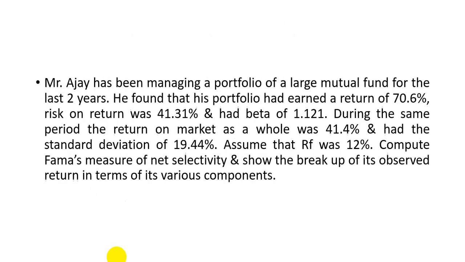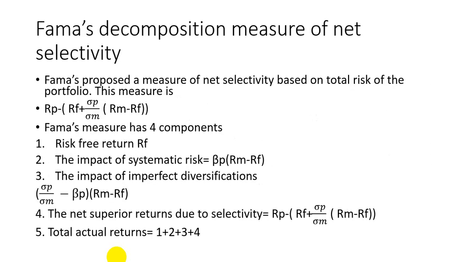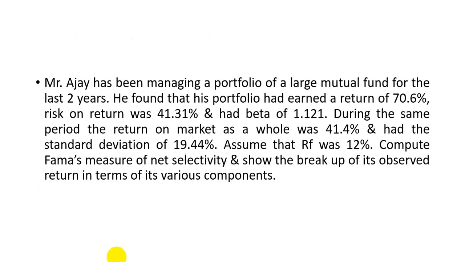So let's do a problem on this. Mr. Ajay has been managing a portfolio of a large mutual fund for the last 2 years. He found that his portfolio has earned a return of 70.6. Okay, how much a return it has earned? So RP has been given as 70.6. Return on portfolio means RP has been given 70.6. Risk on return was 41.31.